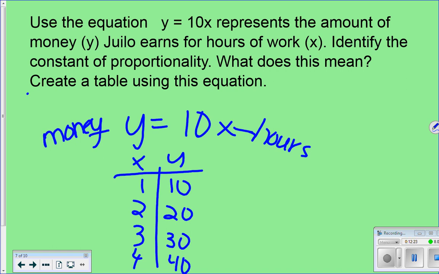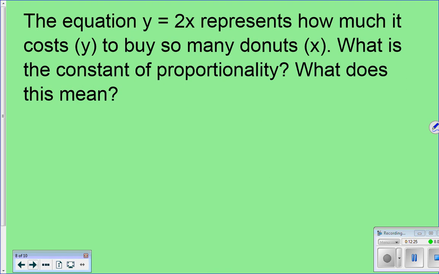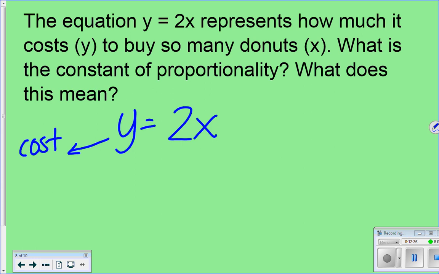Okay, let's do another one then. This equation, y equals 2x, represents how much it costs. So what's your y mean? Cost to buy so many donuts. What's x mean? Yeah. Okay. My next question says, what is the constant? What's the constant here? 2, because that's the place where the k is. And I want to know what that 2 means.